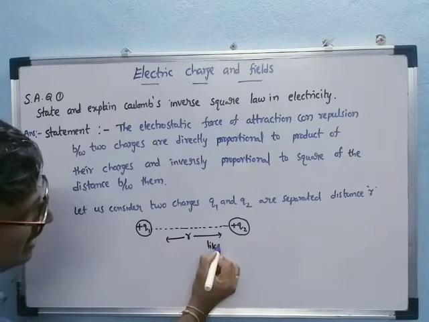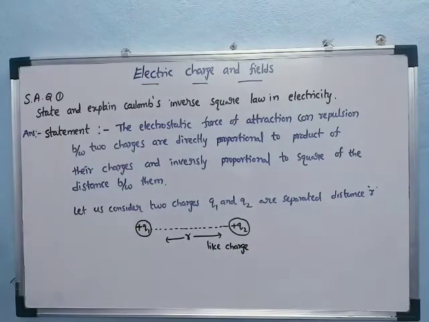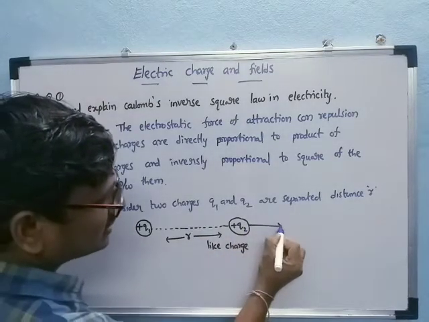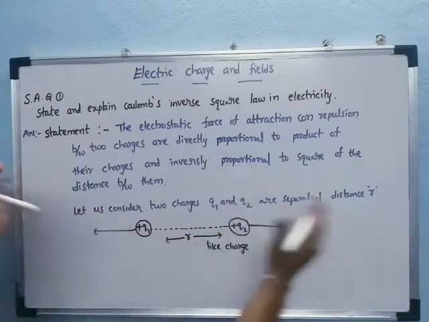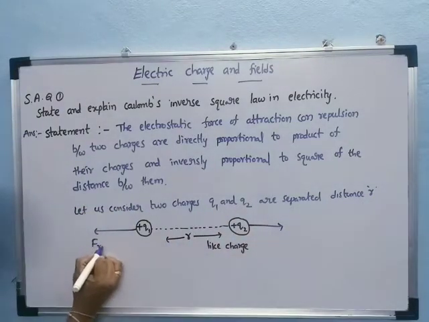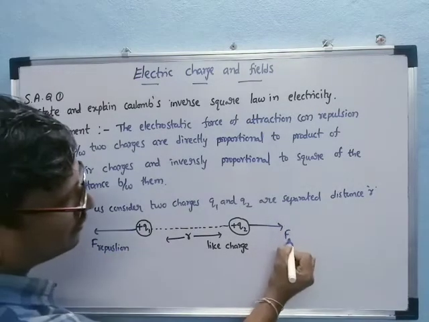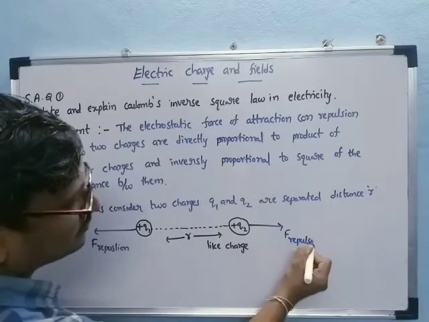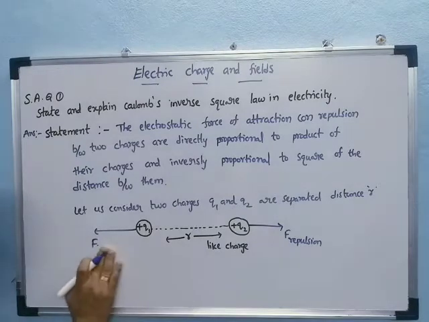So what are like charges? Like charges means two positive charges or two negative charges. In that case the force between these two charges is repulsion. Repulsion means the force moving away. This is the repulsion force. Here also, force of repulsion.